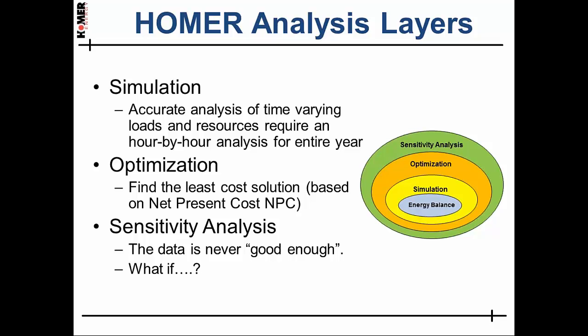Optimization in HOMER Pro allows you to rank different simulations by the total cost of ownership, which is also called net present cost, or NPC. In that regard, you can think of optimization as a set of simulations.